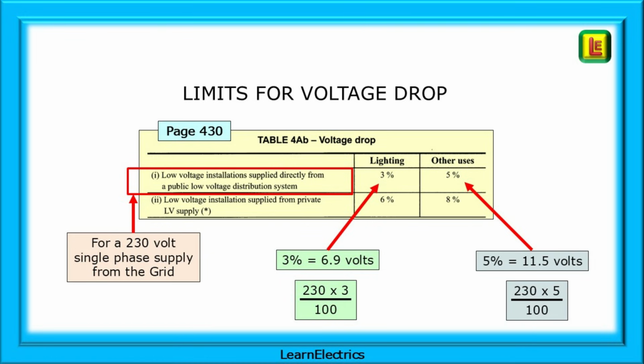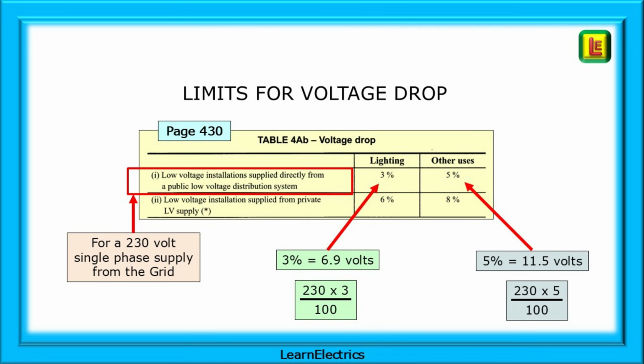So, for a 230 volts single-phase supply from the national grid, we have 3% for lighting only circuits and 5% for all other circuits, what we might call power circuits. 3% of 230 volts is 6.9 volts maximum voltage drop for lighting, and 5% a maximum drop of 11.5 volts for all other circuits.